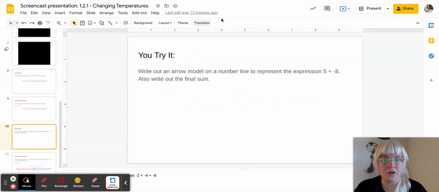Next up, you're going to try to write out an arrow model on a number line to represent the expression 5 plus negative 8. Also record down the final sum. Go ahead and pause, work on your number lines, and then write down that final sum. When you unpause, I will show you the answer.